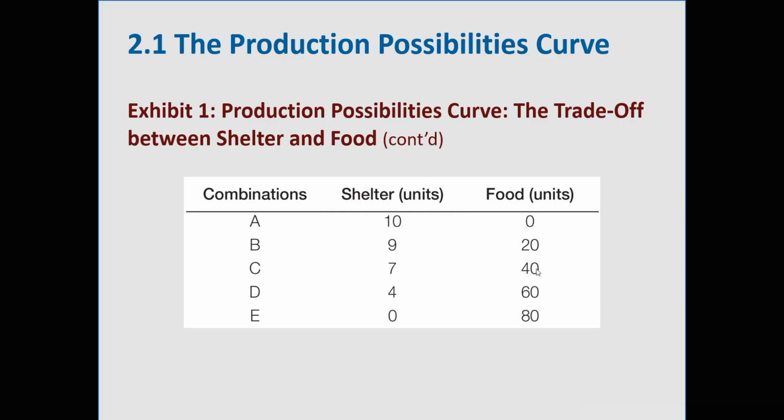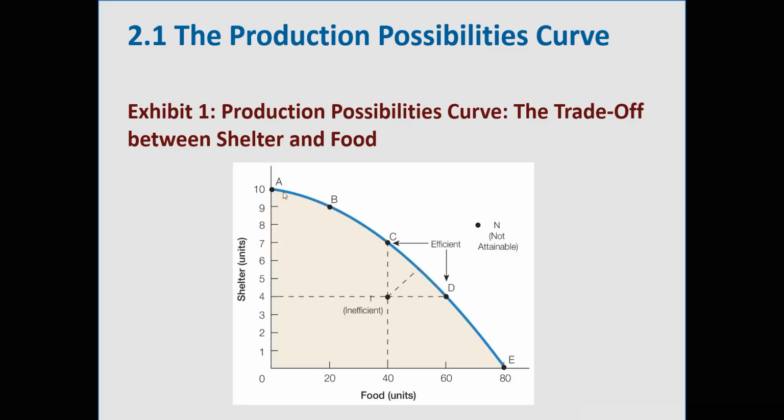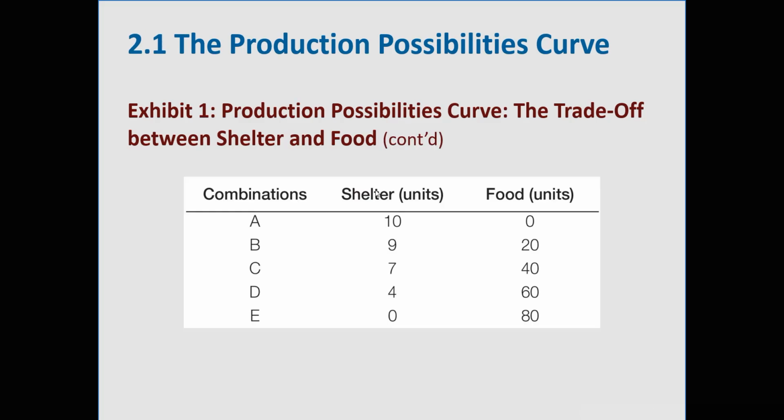Now, to produce the next 20, you don't sacrifice 1, you have to sacrifice 2. To produce the next 20, you don't sacrifice 2, you even sacrifice more units and more units as you keep going. This shows the principle of increasing opportunity cost. So as you move on along your production possibility curve, you have to sacrifice more units of one in order to get any additional unit of the other.